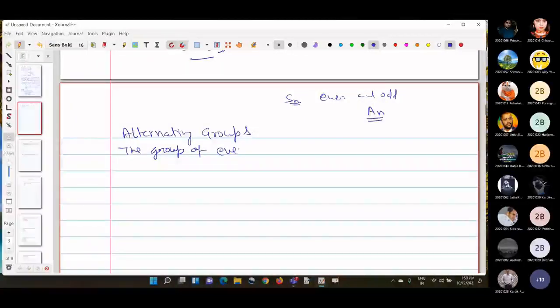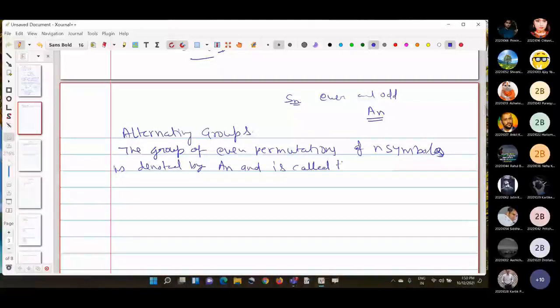The group of even permutations of n symbols is denoted by An and is called the alternating group. Okay, alternating group.